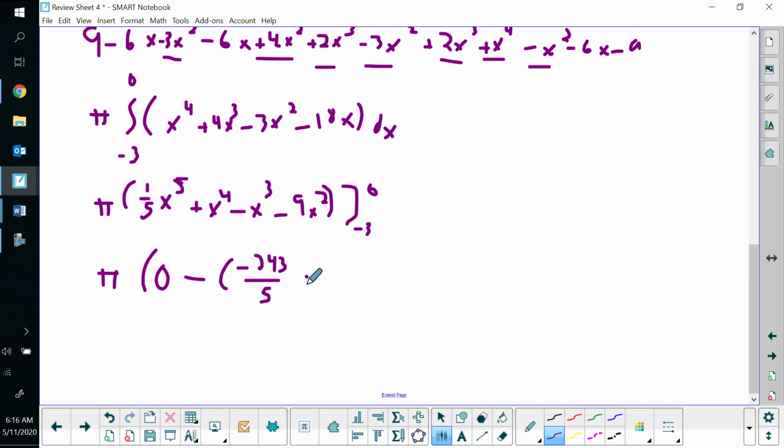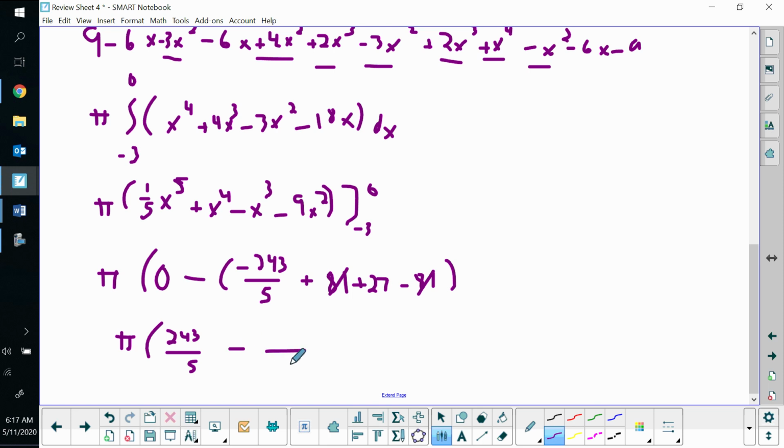Negative 3 to the 4th will be a positive. 3 times 3 is 9, times another 3 is 27, times another 3 is 81. Negative 3 to the 3rd is negative 27, but then it's negated, so we have plus 27. Negative 3 squared is 9, times a negative 9, we have minus 81. So if we distribute our negative and combine some things, we're just going to have 243 over 5. The 81s wipe out. And then we're going to have a minus 27.